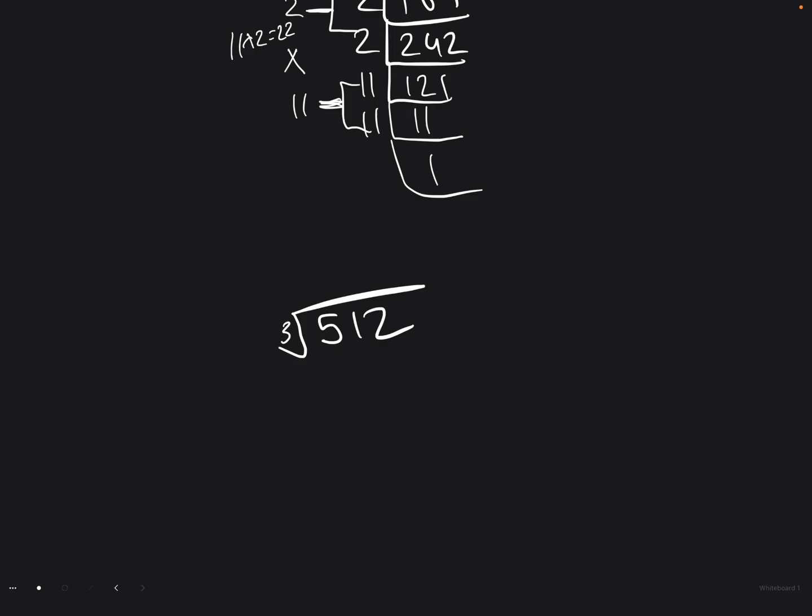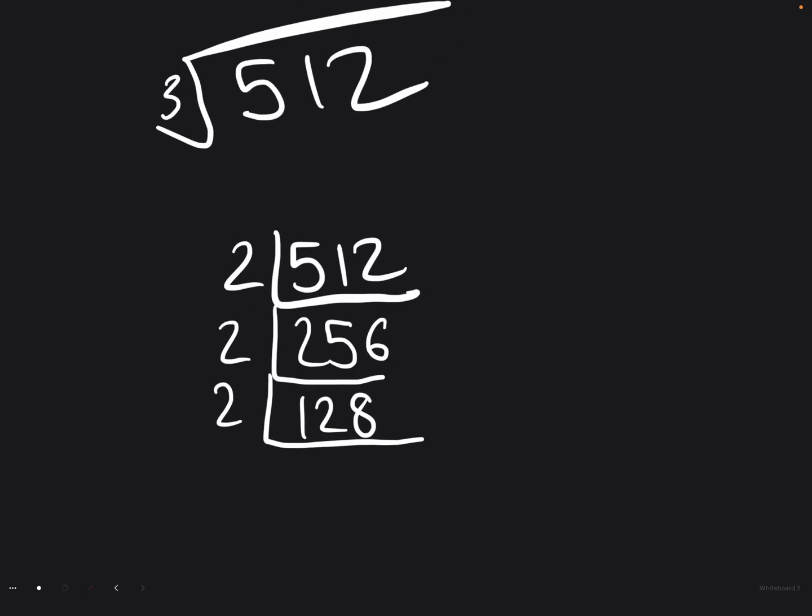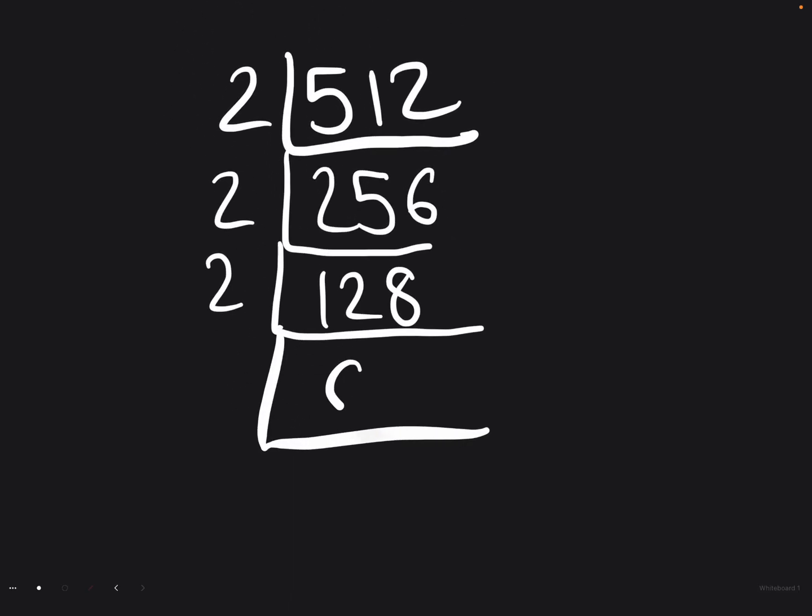Alright, now we'll try solving this. Factor out a 2. We can factor by 2 again because it's an even number, and once again because it's an even number. Sorry, it becomes 64. We can factor this by 2, and it becomes 32.